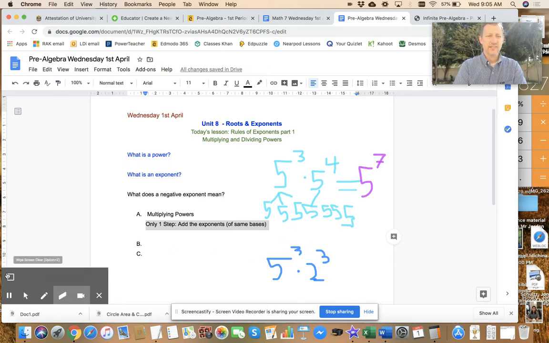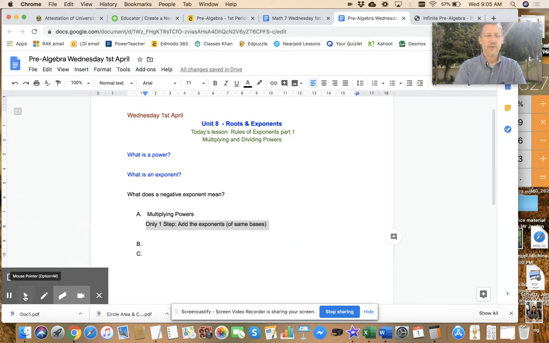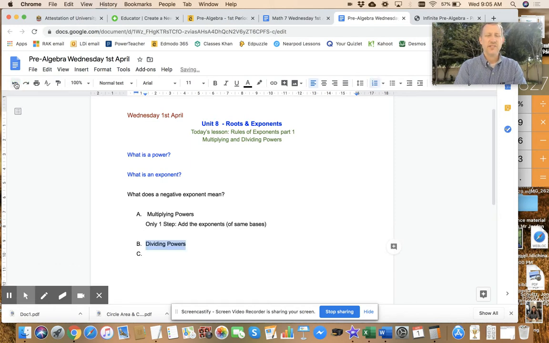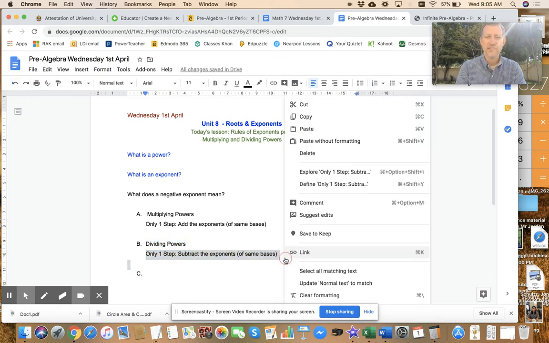Okay, so now let's go ahead and look at what happens when you divide. So dividing powers, what do you think? If multiplying powers means you add the exponents, what do you think dividing powers is going to be? It means you subtract the exponents. Very good, very good. All you got to do is just subtract the exponents of the same base.